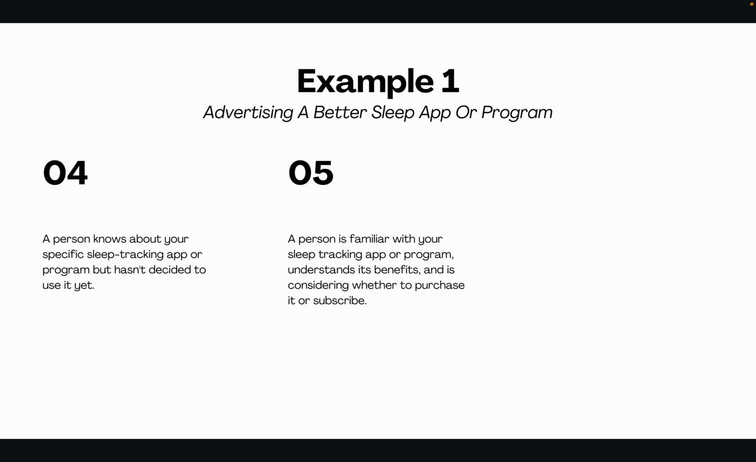Now, the fourth level, the person knows about your specific sleep tracking app or program, but hasn't decided to use it just yet. Now, the fifth level, the person is familiar with your sleep tracking app or program, understands the benefits fully, and is considering whether to purchase it or subscribe.